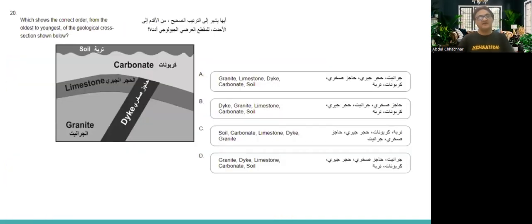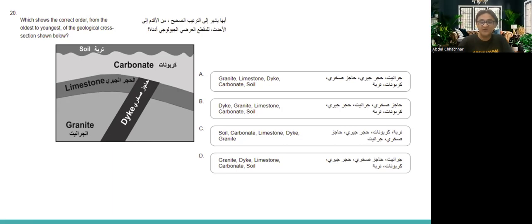Okay. Next question: which shows the correct order of the formation of the rock from the oldest to youngest, of the geological cross sections below? That means we order them from the oldest to the youngest. It's related to the layers. Let's talk about soil at the top. Is it the oldest? Of course not.